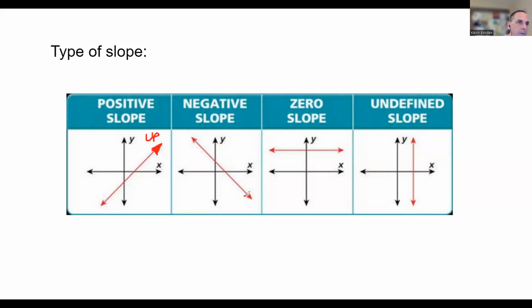Negative slope, we put an arrow on the right again, and it's going down. So we call that a negative slope. This third one is neither going up or down if we put an arrow on the right. It's just flat. So that is a zero slope. And this line is so steep that we can't give it a name or a number. So we call that undefined. Those are the four basic kinds of slope.